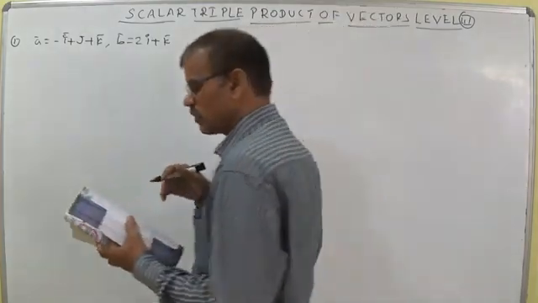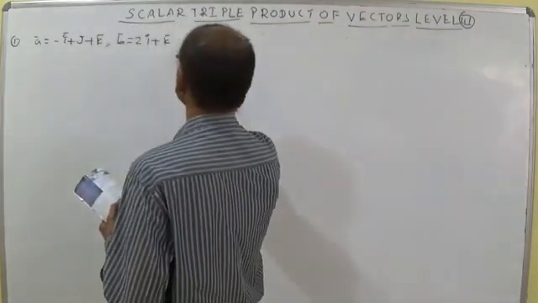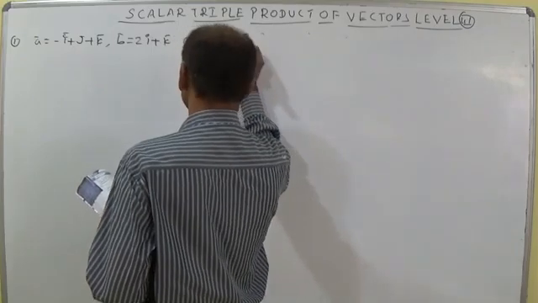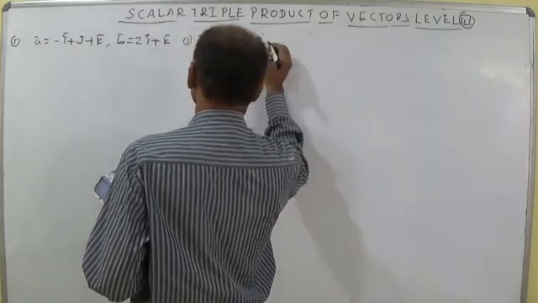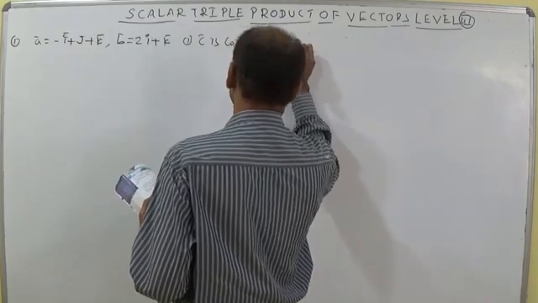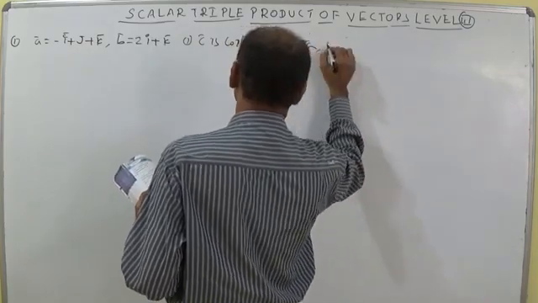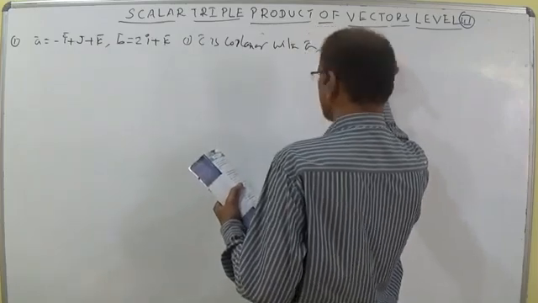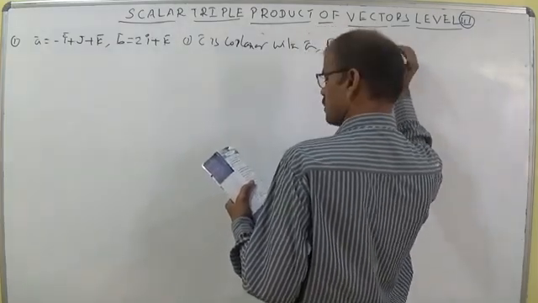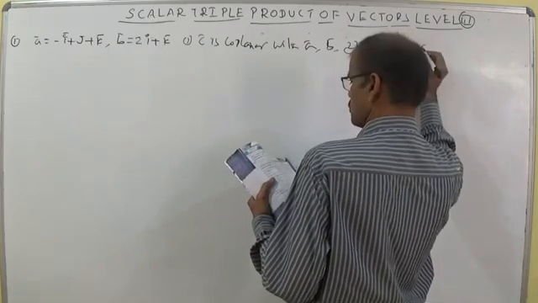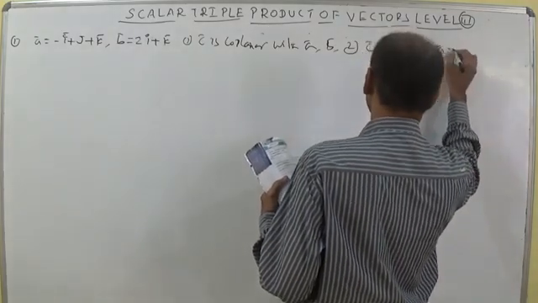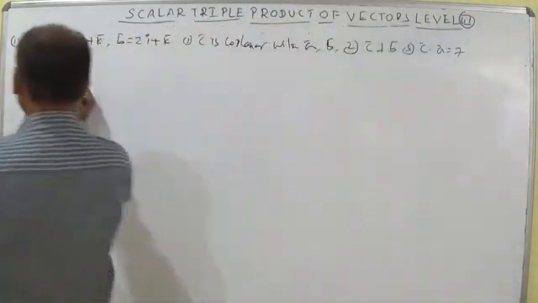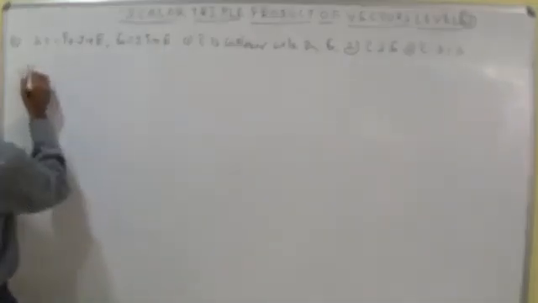The conditions given: first, C bar is coplanar with A bar and B bar. Second, C bar is perpendicular to B bar. And third, C bar dot A bar is equal to 7. So verifying the options is the better way.